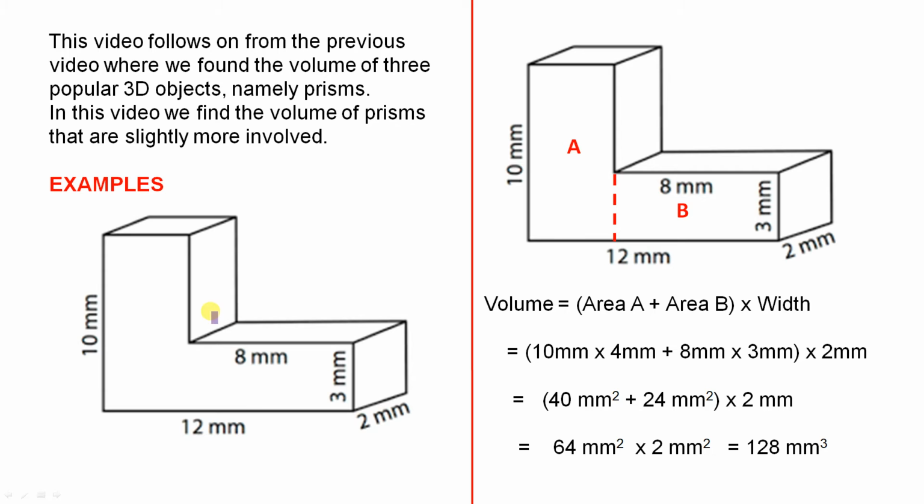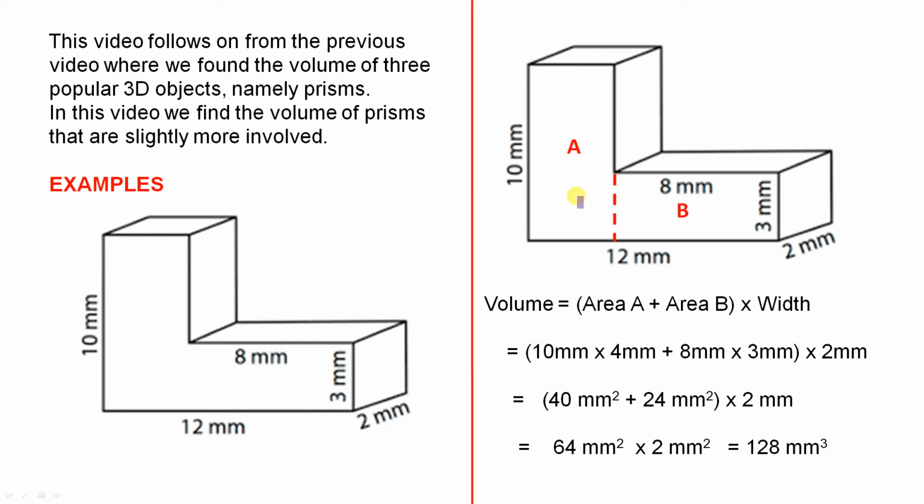So when you've got a 3D object like this, which is a composite, which means it's made up of different parts, you try to divide the 3D object, or the solid, into two or more different parts, the same way as we did for area. And then you find the volume of each part, and then you add them together.